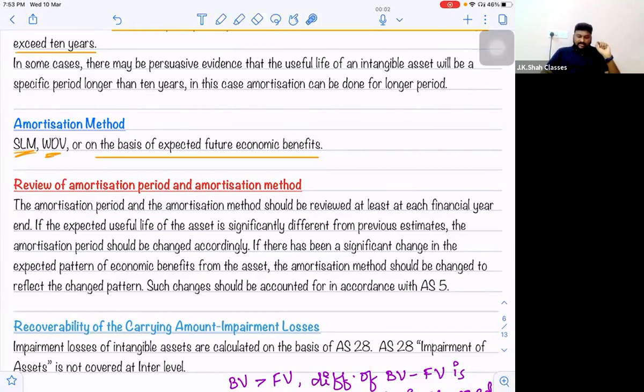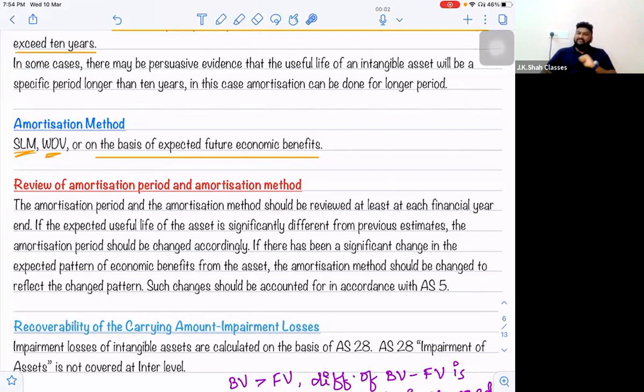So what it says, the amortization period and the amortization method should be reviewed at least at each financial year end. If the expected useful life of the asset is different from the previous estimate, the amortization period should be changed accordingly. It means if you thought the asset will work for 5 years, but now you see that no, it cannot work for 5 years, it can work only for 3 years, then accordingly you have to change the life to 3 years. So when you change the life to 3 years, your amount of amortization should also be in 3 years. It means the asset should be written off in 3 years only.